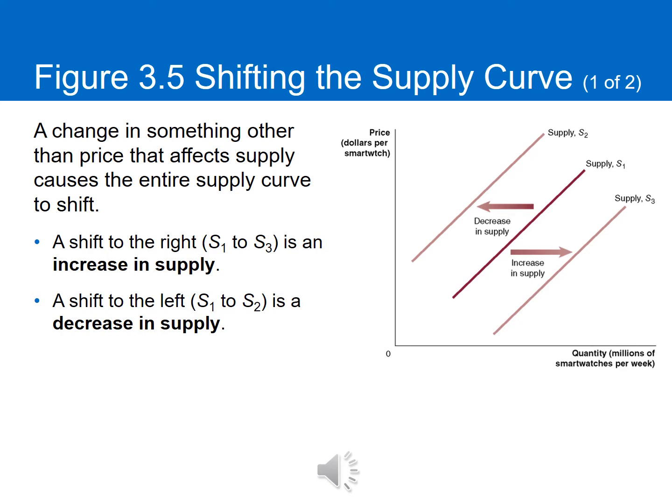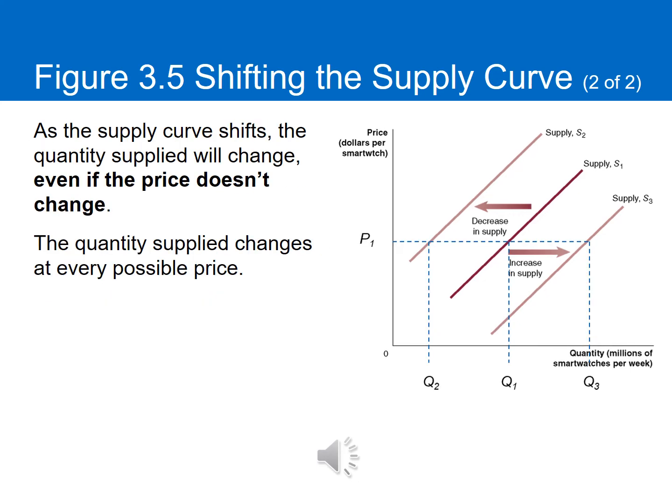Now, a change in something other than price, one of these other variables that affect supply, is going to cause the entire supply curve to shift. A shift to the right, in this case from curve S1 to S3, is going to increase the supply. And a shift to the left from S1 to S2 represents a decrease in supply. When the supply curve shifts, the quantity supplied will change, even if the price it's being sold at doesn't change. The quantity supplied will change at every possible price. So for instance, if the supply curve increases, we move from curve S1 to S3, and the price remains the same, in this case at P1, the quantity supplied is going to increase from Q1 to Q3.